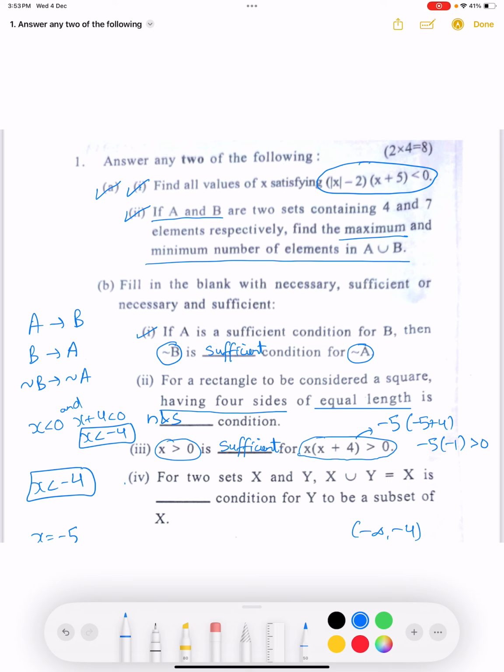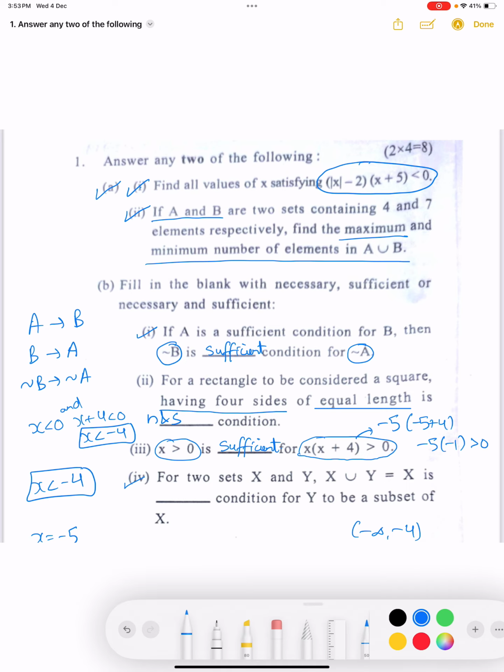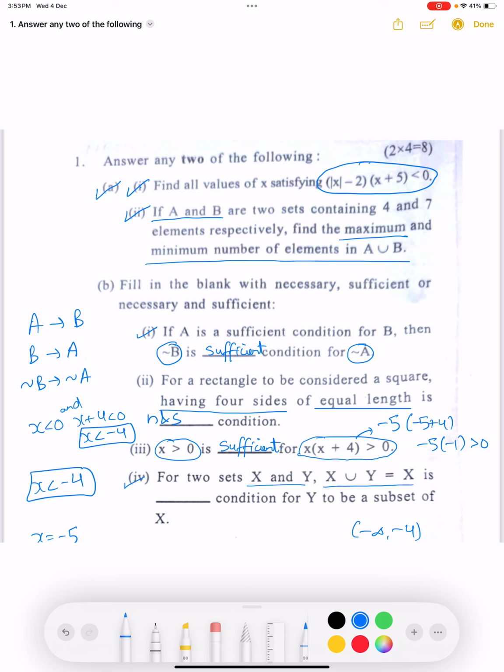Now coming to part 4, for two sets x and y, x union y equals x. So if we are talking somewhere here, x union y is x, so y should be a subset of x. So this is both necessary and sufficient, or else this condition won't be true. Necessary and sufficient. I hope this was clear.